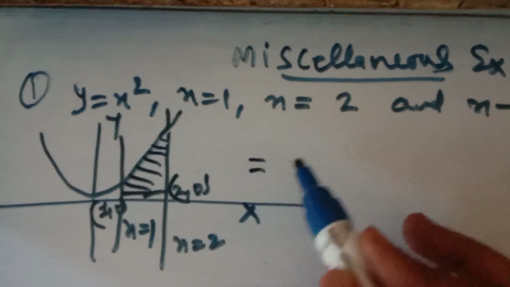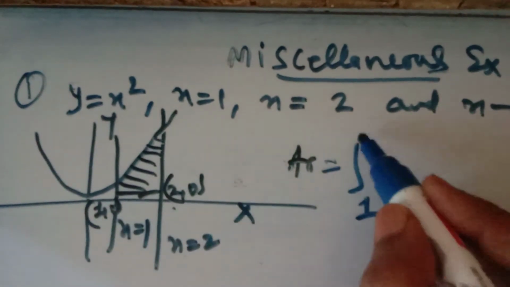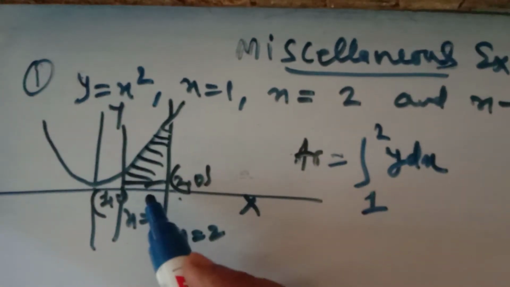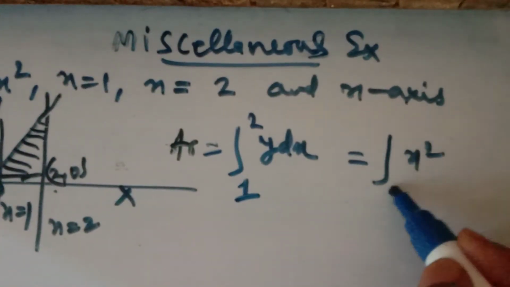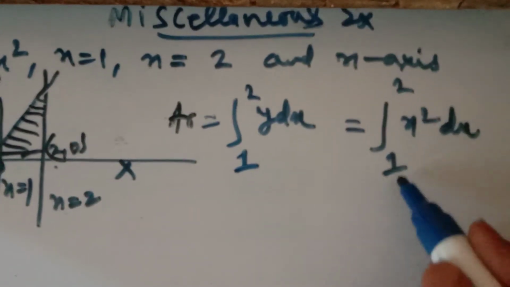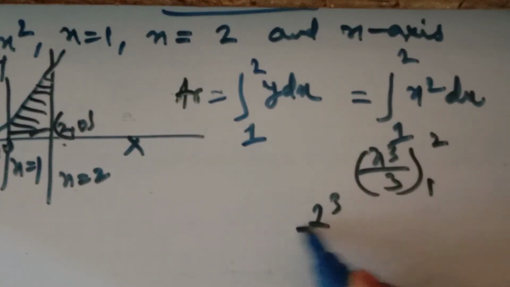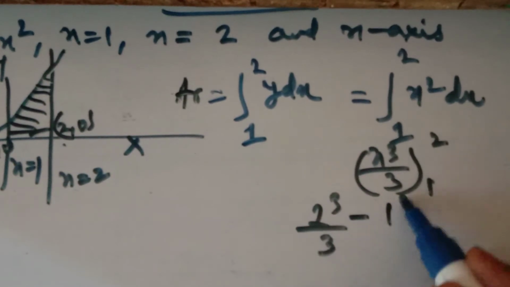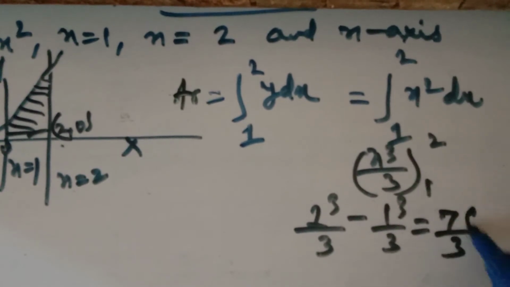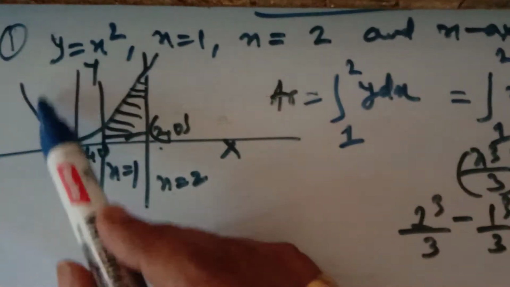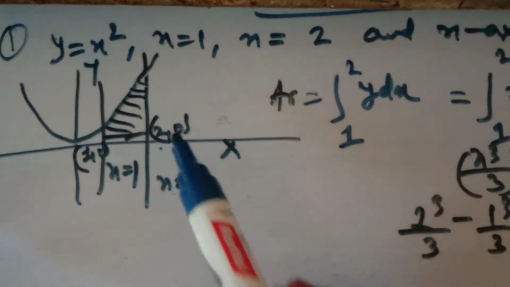So this area can easily be found if you integrate this curve from 1 to 2, y with respect to x, because it is touching the x-axis, and y here is x squared. From 1 to 2 with respect to x, simply integrate: x cubed upon 3 from 1 to 2, which is 2 cubed upon 3 minus 1 cubed upon 3, which is 8/3 minus 1/3, that is 7/3 square units. This is the area bounded by this parabola between the lines x = 1 and x = 2, and the x-axis in the first quadrant.